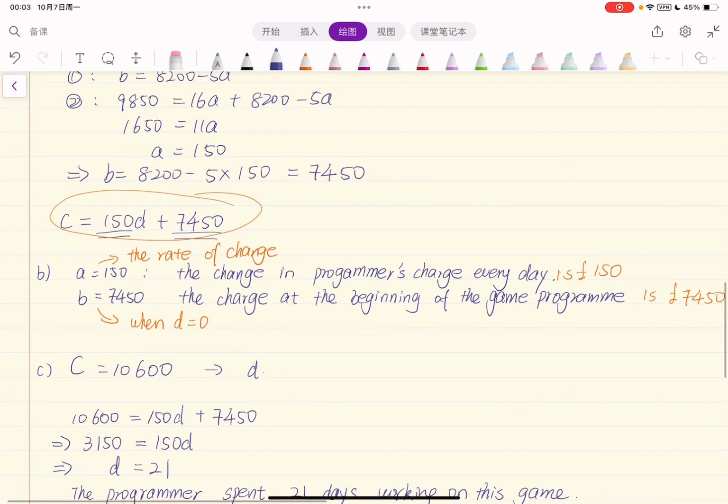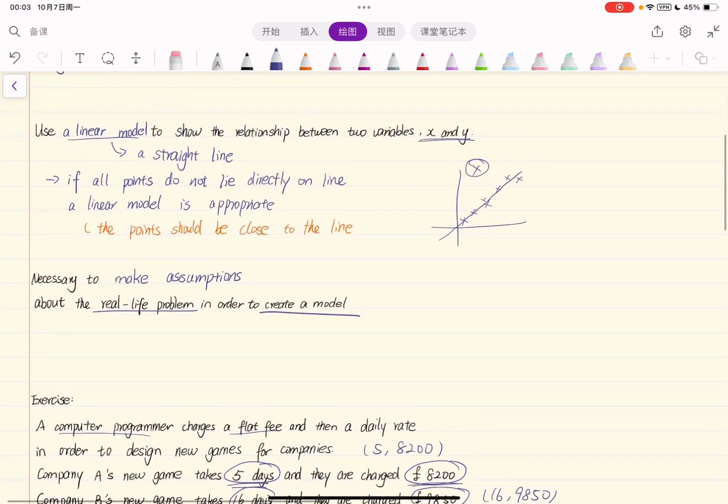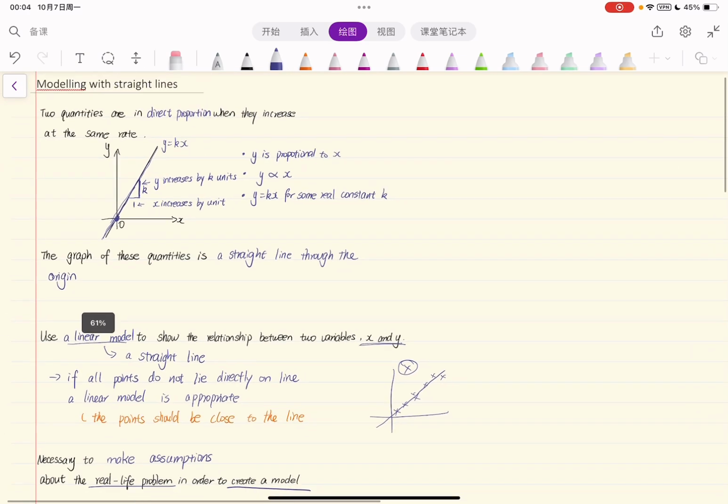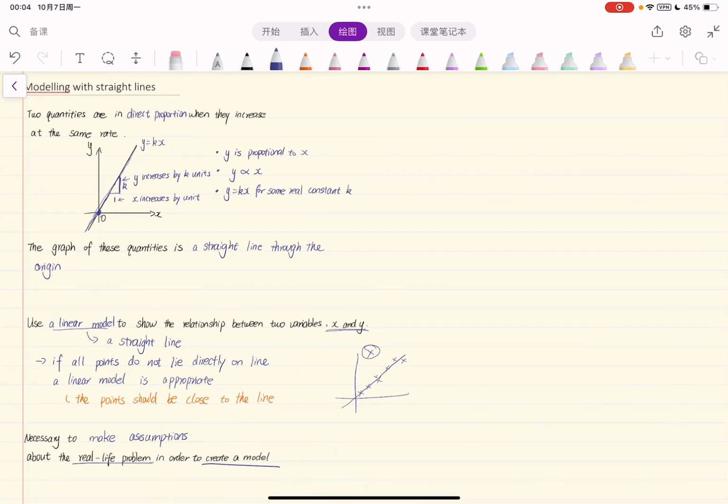Okay, here is the end of the lesson. You need to know what a direct proportion is, and you need to know how to model straight lines in real-life questions. You can pause the video at any time and make some notes. Thank you for watching.